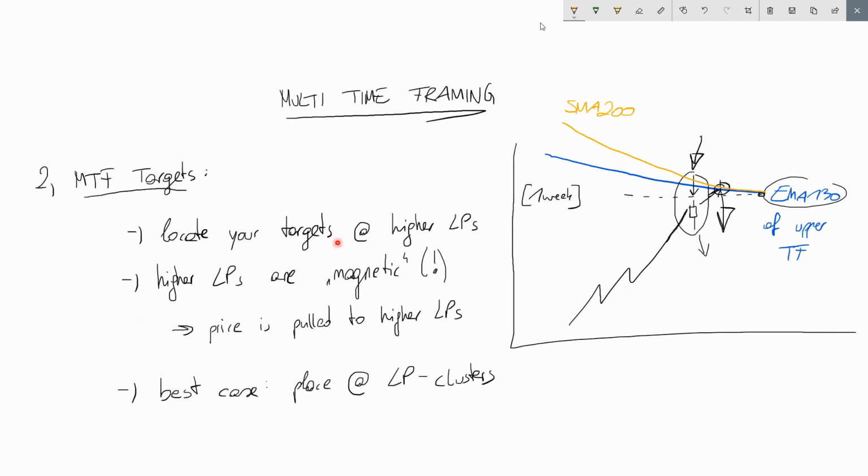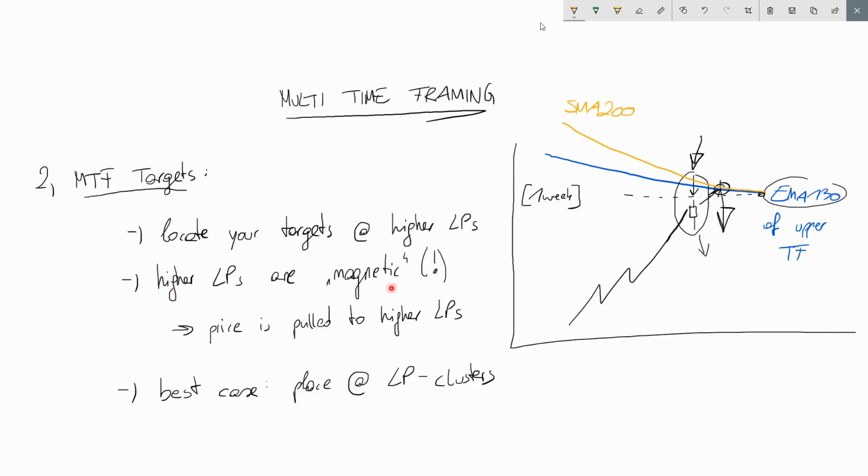Next slide. Now the next big topic of multi-time framing was the multi-time frame targets. This means when I now have my entry, which is confirmed with the upper time frames, I also will search for my targets in the upper time frame. That means I want to locate my targets at higher location points, so at location point lines from higher time frames, which could be some resistance areas, because also the higher location points are somehow even magnetic.